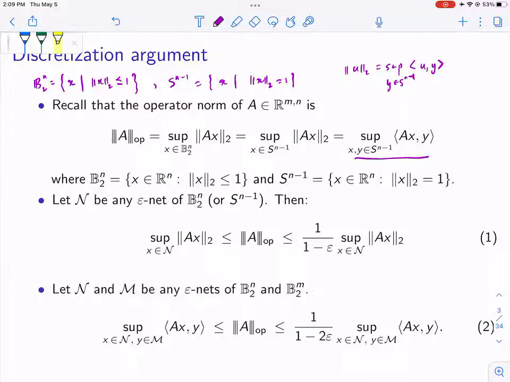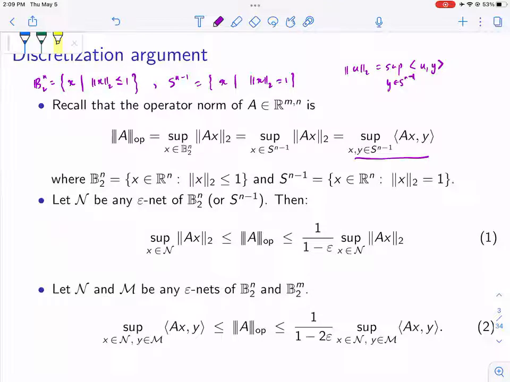So the point now is that the supremum here is over an uncountable set. Either one of these is uncountable. And then we can use the epsilon net ideas, or basically discretization ideas, to reduce this to a supremum over a finite set. Suppose I have an epsilon net, which we call script N, of either the ball or the sphere. Then the operator norm is lower bounded by the supremum of the L2 norm of Ax over the net. This one is easy.